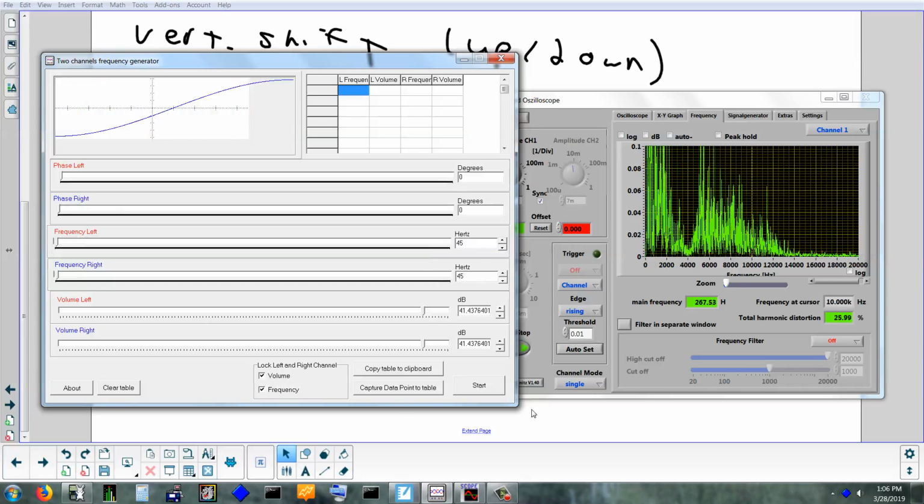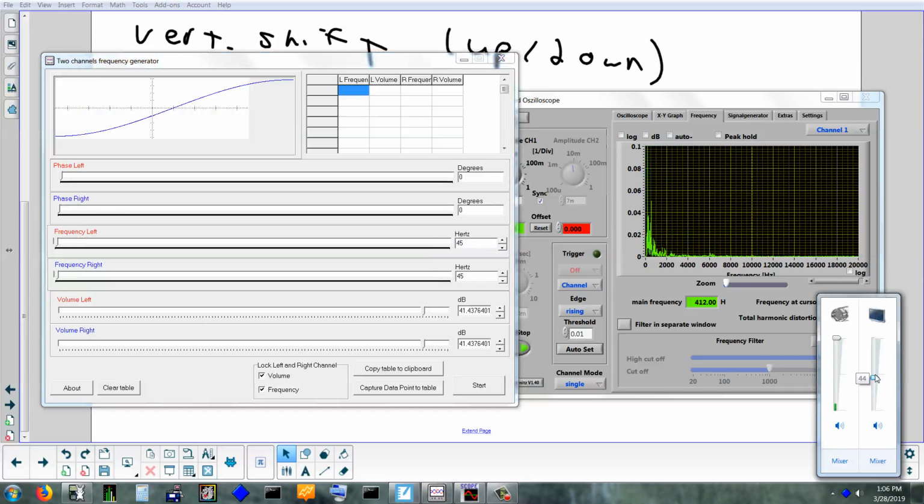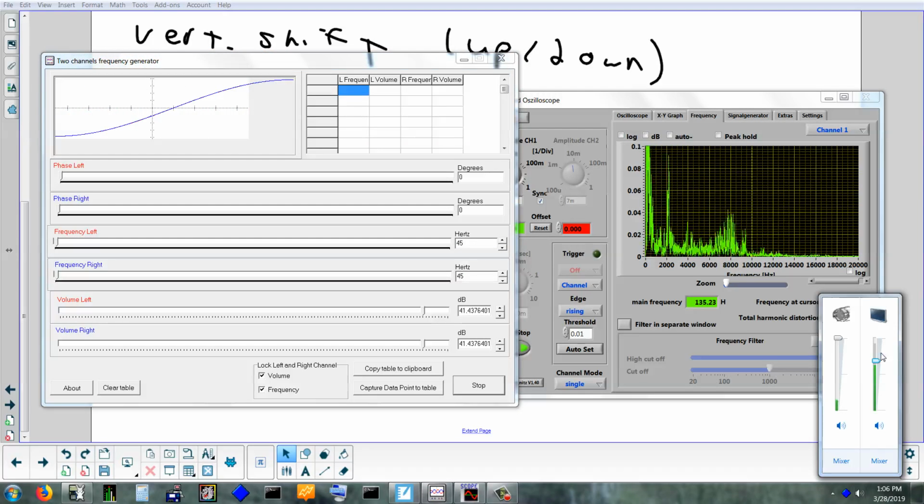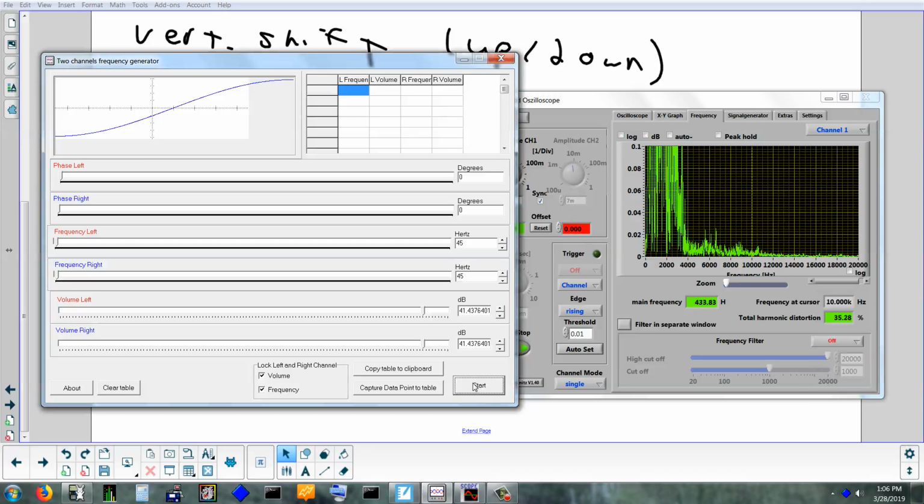So that's the lowest frequency that I can play. Any lower, and that speaker won't be able to play it. But you'll get the idea of what 45 sounds like. So let's turn it up a little. And here's 45. So that's 45 hertz. It's really louder on the speaker.